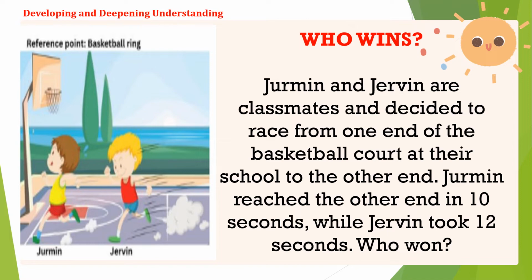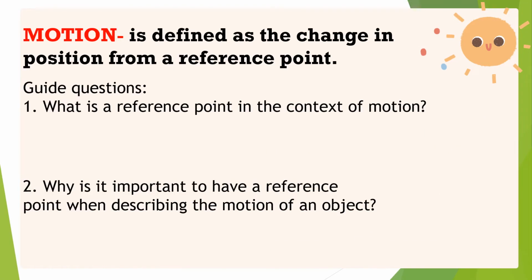Now, let us analyze this scenario. Jermaine and Jervin are classmates and decided to race from one end of the basketball court at their school to the other end. Jermaine reached the other end in 10 seconds, while Jervin took 12 seconds. Who won? That's right. Jermaine won because he traveled the distance in the shortest time. This example gives us a clue about motion.